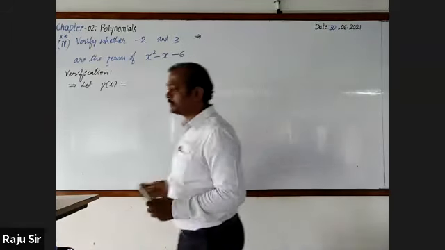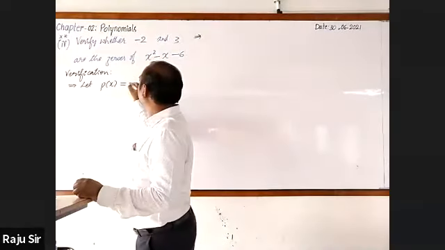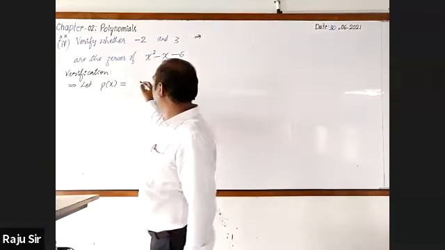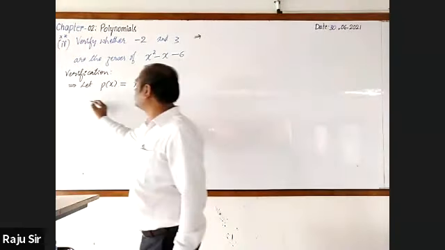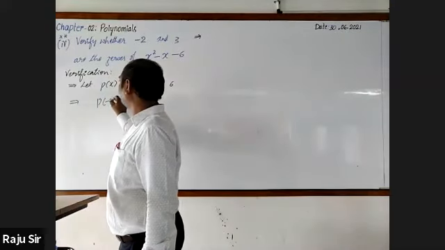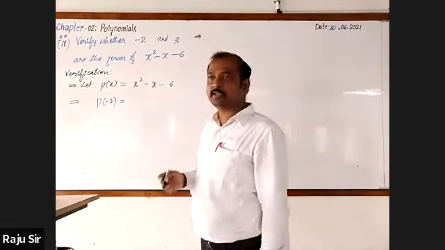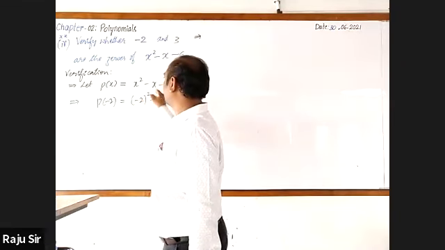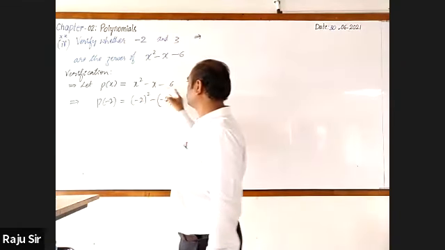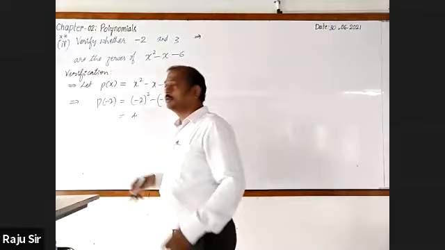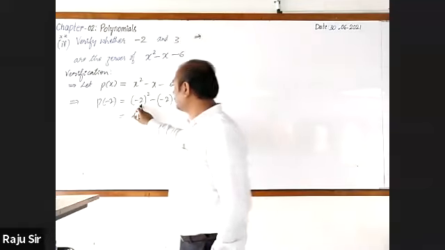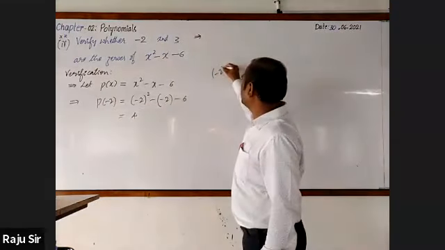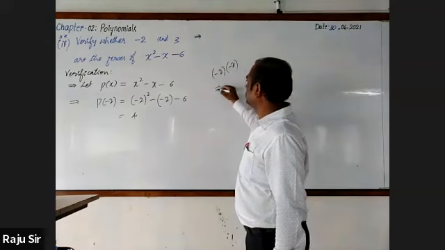I'll write as quickly as possible. See that. The given polynomial is P of x, it is x square minus x minus 6. Let me take the first one. This is minus 2. So P of minus 2. Let us substitute minus 2 in place of x. So minus 2 whole square minus of minus 2 minus 6. Minus 2 whole square is 4. This is very important. Don't write minus 4. Minus 2 whole square is plus 4, because minus 2 into minus 2 is plus 4.